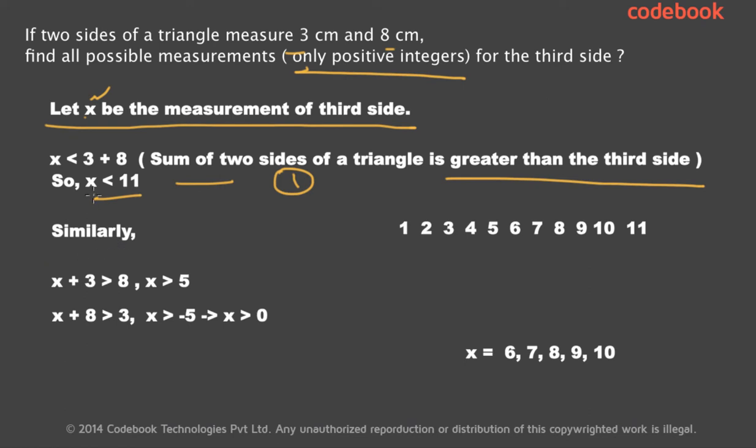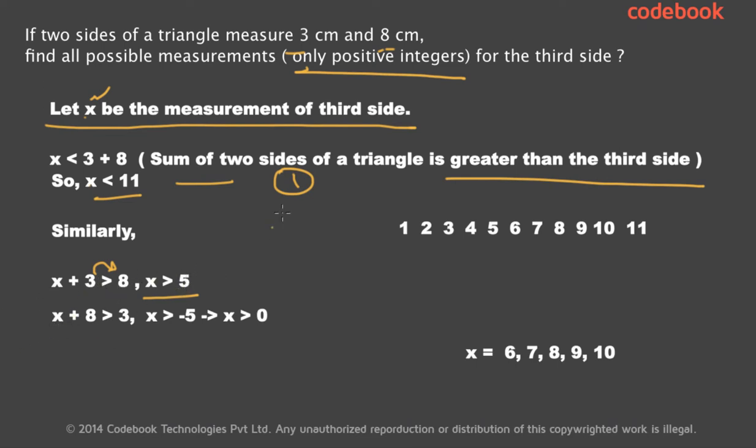Similarly, x plus 3 should be greater than 8 because x is one side, 3 is another side. So the sum of these two sides should be greater than the third side. So x plus 3 greater than 8, which means x is greater than 5, because you take 3 to the right hand side, it will become x greater than 8 minus 3, which is x greater than 5.